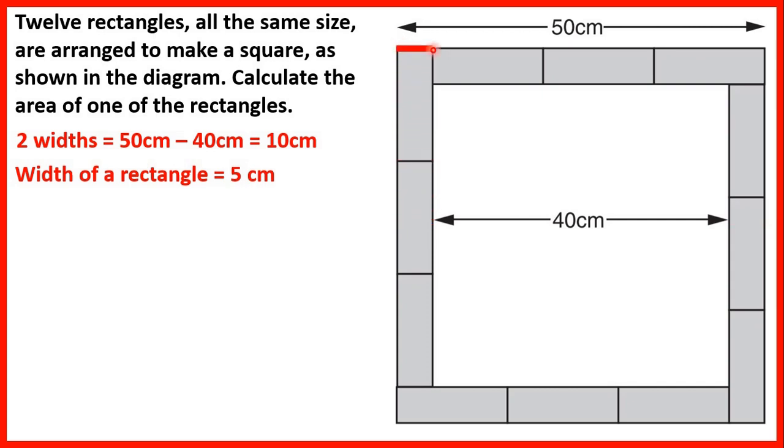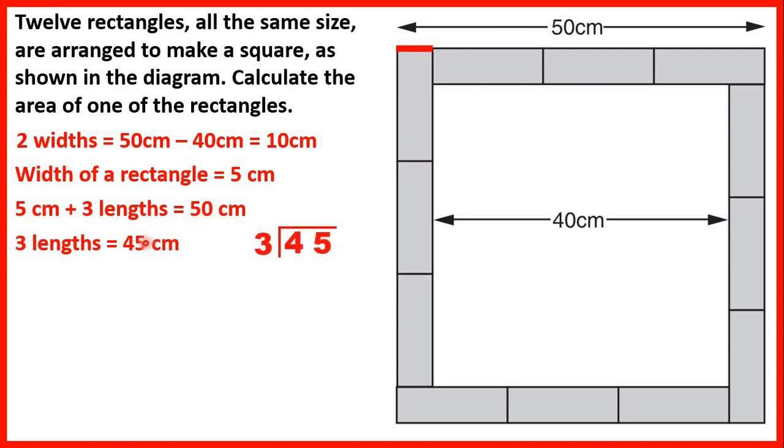Now, if we look at this top line, we have a width, so that will be 5 centimeters plus 3 lengths, and that gives a total of 50 centimeters. So 5 centimeters plus the 3 lengths totals 50. That means 3 lengths must have a total of 45 centimeters, because 5 plus 45 is 50. And if 3 lengths have a total of 45, we can find the length of one rectangle by dividing 45 by 3. So that gives us the length of a rectangle as 15 centimeters.